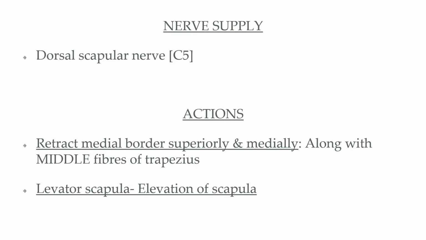Levator scapulae, rhomboid major and rhomboid minor derive their nerve supply from the dorsal scapular nerve, which is the branch from the root of the brachial plexus. It has the root value C5. These three muscles contract in order to result in retraction of scapula. Levator scapulae contracts to result in elevation of scapula along with the upper fibers of trapezius. However, retraction is facilitated by the middle fibers of trapezius.